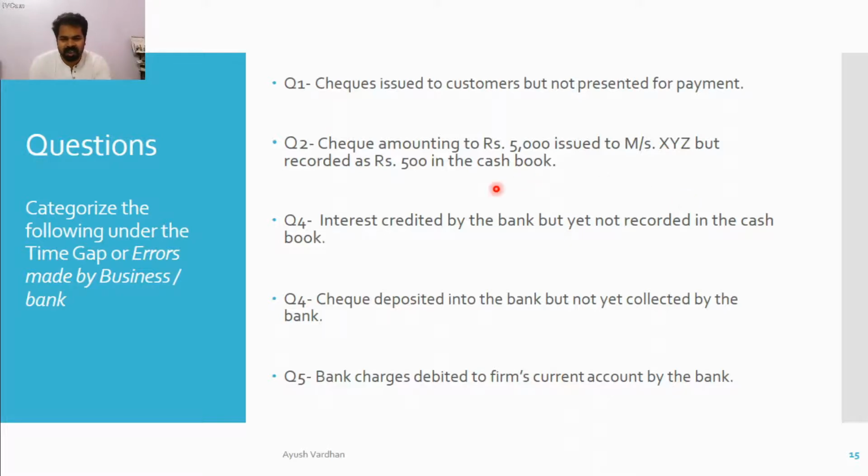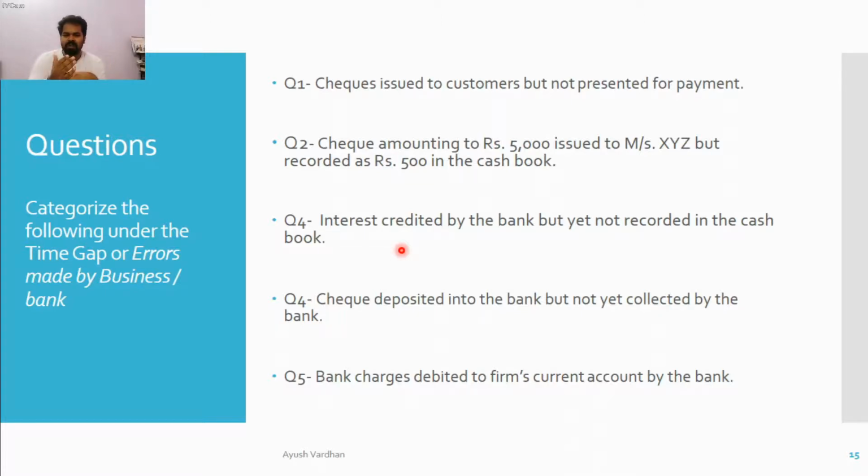I made some mistake in the question order. It should be question number 3 here. So: interest credited by the bank but not yet recorded in the cash book. What happens is some interest on your savings has been credited into your bank account, but the cash book doesn't know about it. The cash book enters it with delay. In that condition, it is again a time gap example.